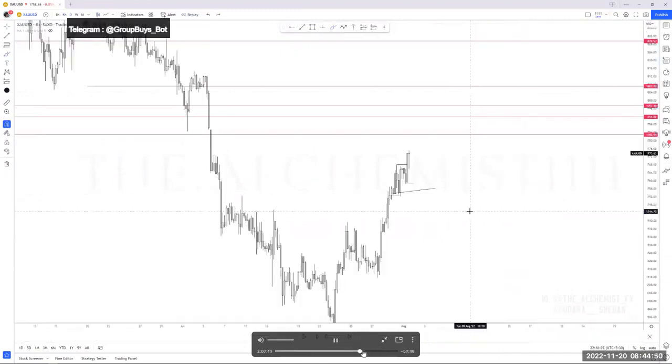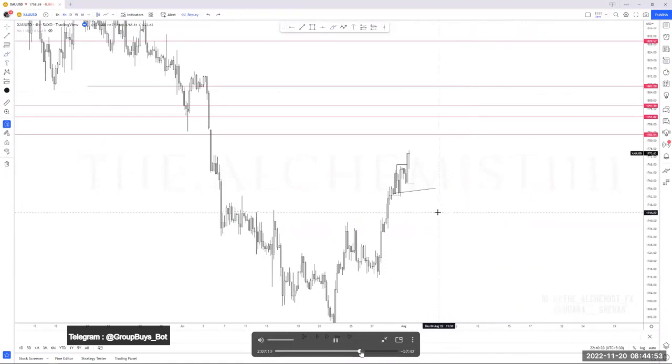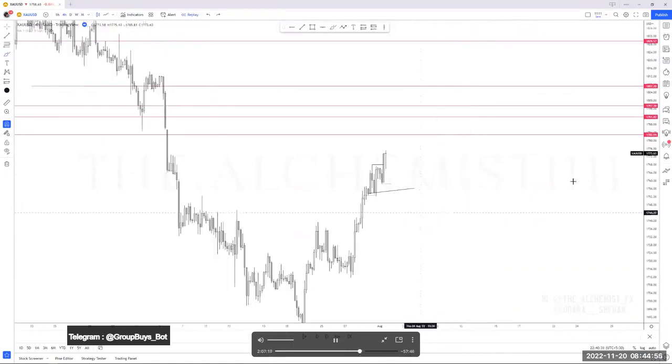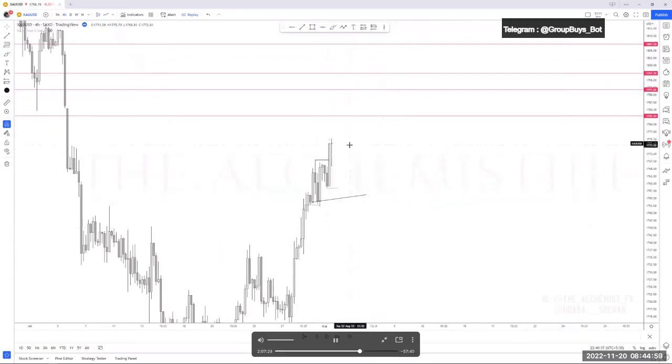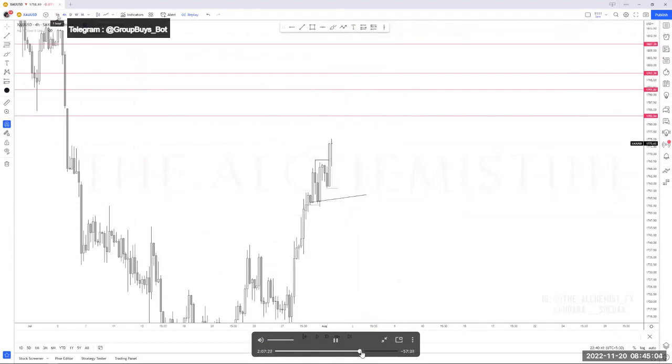Why? Because we are on a monthly to monthly storyline. So let's wait. Don't care about the sells. Do not care about how to trade the pullbacks. If it gets into these areas, we're buying it. That's the only thing we do.